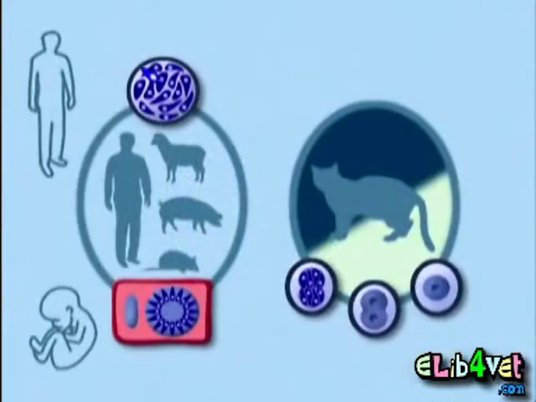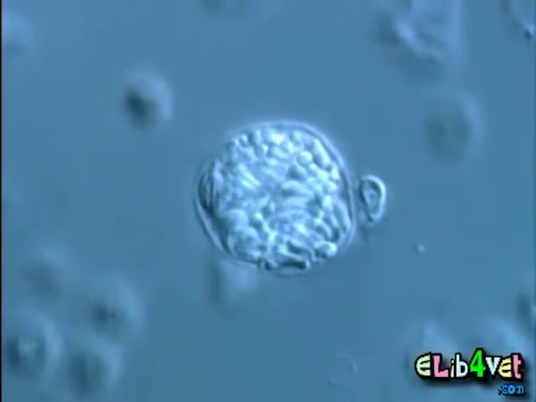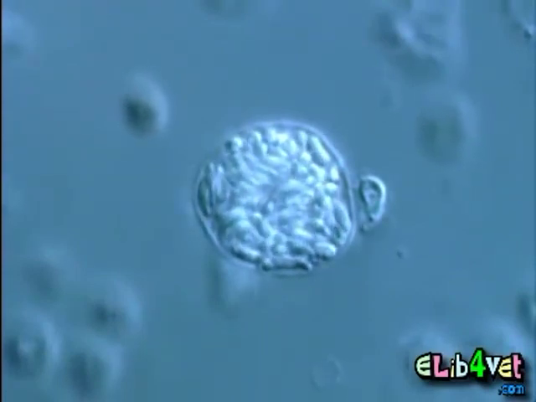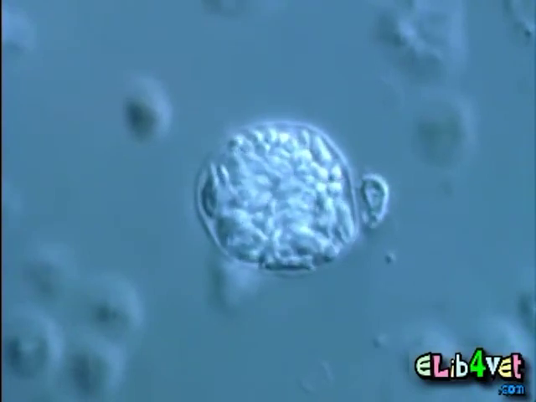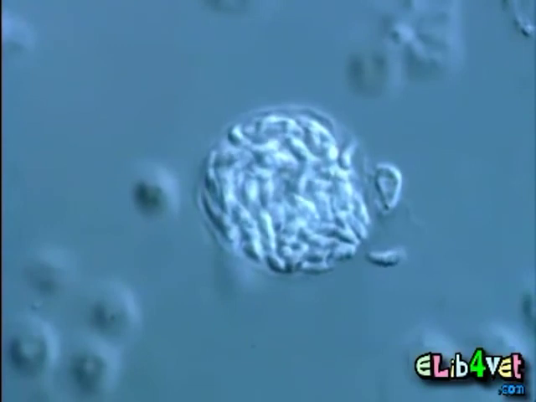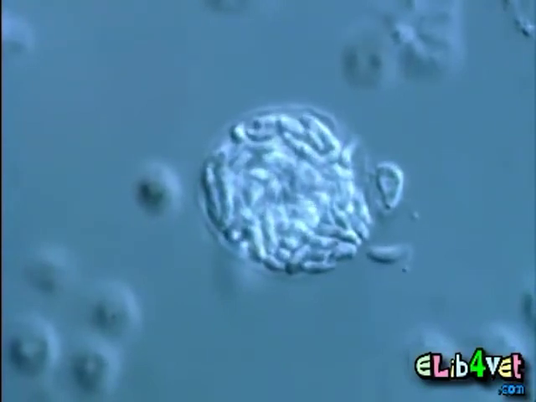Bradyzoites can be released and switch back to the tachyzoite stage. This acute phase can be fatal in humans. Cysts are the main source of transmission to final or intermediate hosts. A cyst is surrounded by a thin wall which is made by the parasite as a deposit under the membrane of the parasitophorous vacuole in the host cell.